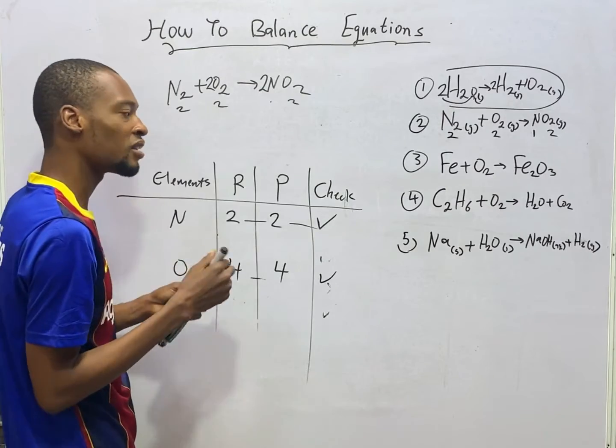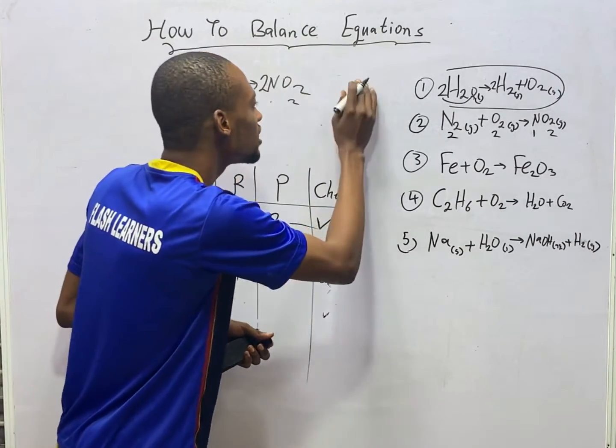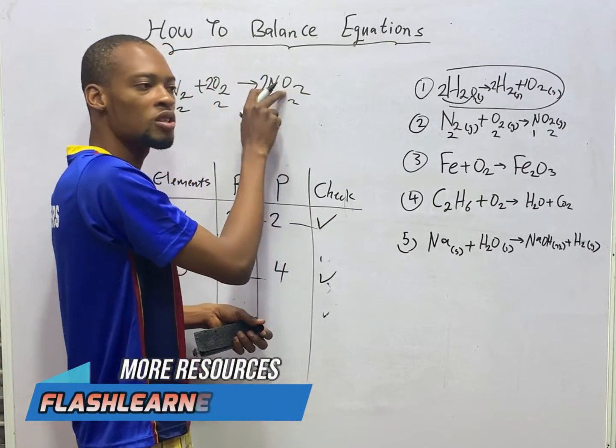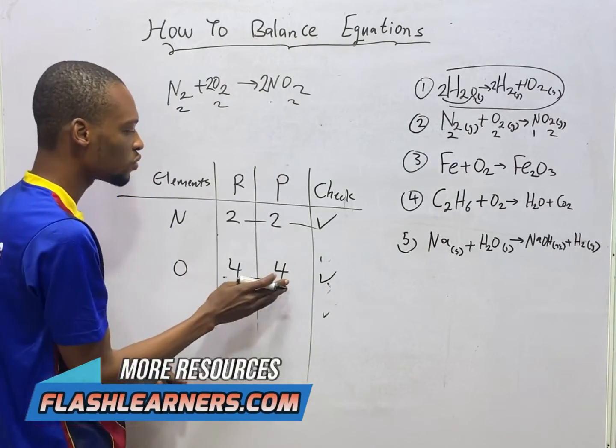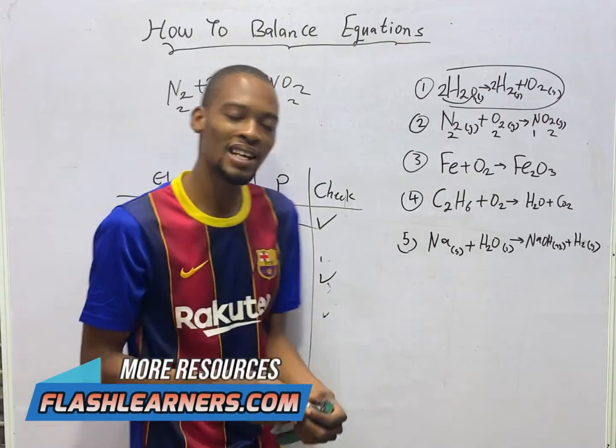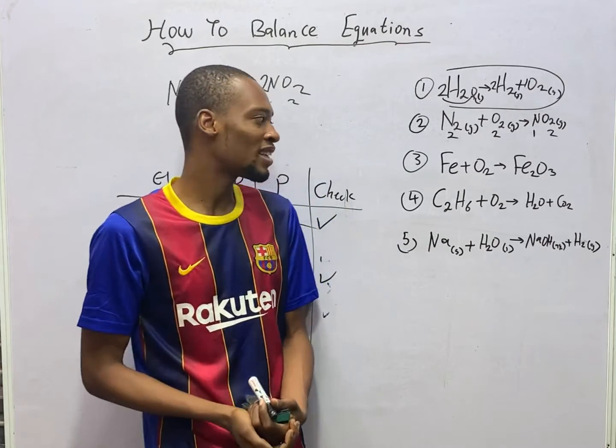Because remember, don't forget, this 2 is affecting everything. But this 2 is affecting just O. So 2 times 2, 4. Is this equation balanced? Yes, it is balanced.